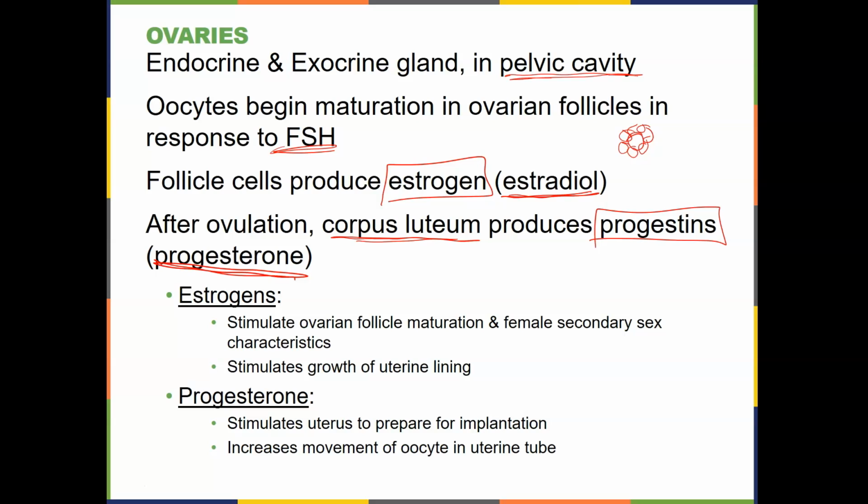And so estrogens stimulate ovarian follicle maturation. And it causes female secondary sexual characteristics, which is part of the exocrine function. In other words, once estradiol starts being produced, females start looking different. They start looking like young ladies, not little girls. It also stimulates the growth of the uterine lining to some degree. And then progesterone stimulates the uterus to prepare for implantation of the zygote, and it increases the movement of the oocyte through the uterine tube through peristalsis of smooth muscles along the length of the uterine or fallopian tube.